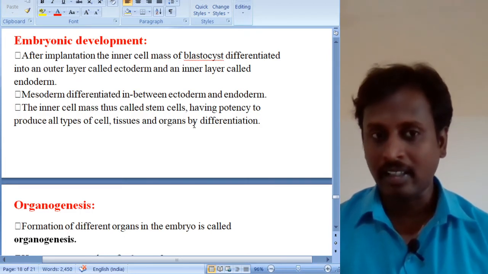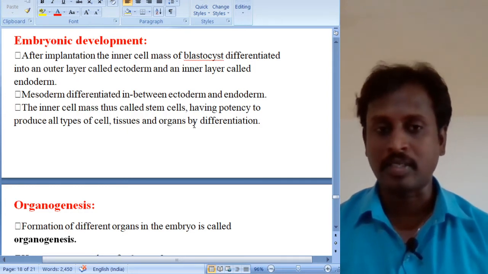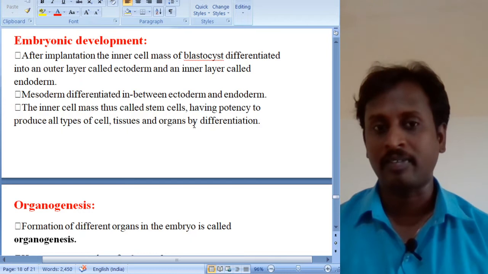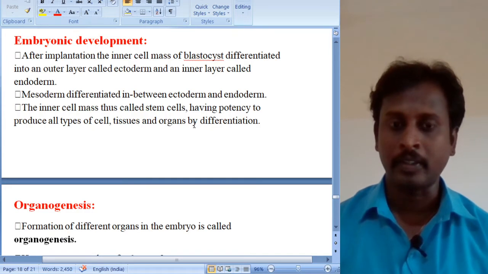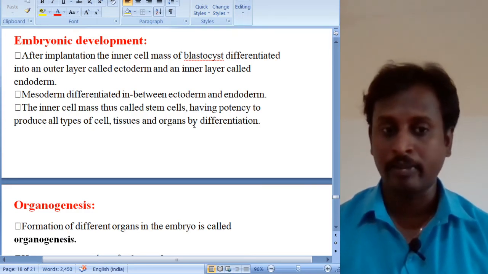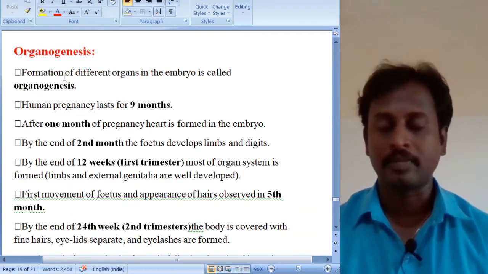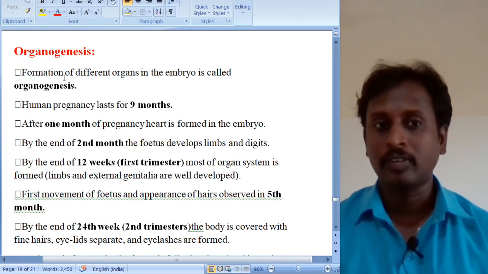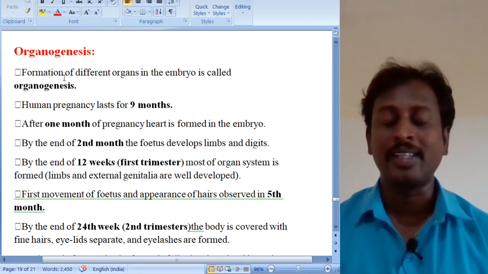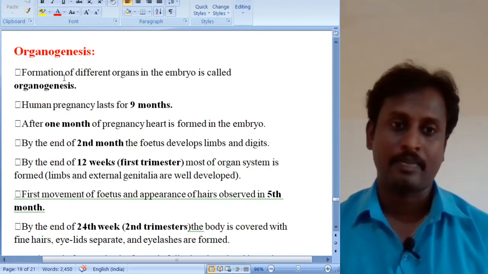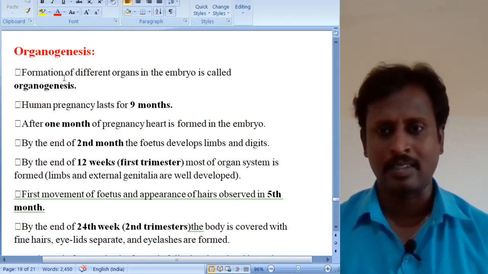Okay, when these three layers start differentiation of the cells and form different types of cells, different types of tissues and even different types of organs as well. This process we can collectively call organogenesis. Here, the process of formation of different organs in the embryo is called organogenesis. ಬೇರೆ ಬೇರೆ ಆರ್ಗನ್ಸ್ಗಳು ಫಾರ್ಮೇಷನ್ ಆಗುವಂಥ ಪ್ರೋಸೆಸ್ಗೆ ಆರ್ಗನೋಜೆನೆಸಿಸ್ ಅಂತ ಕರಿತೀವಿ ನಾವು.